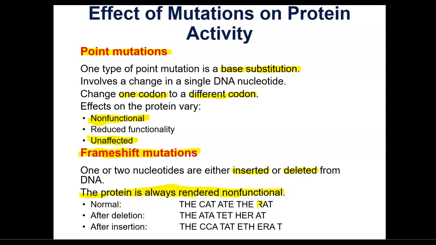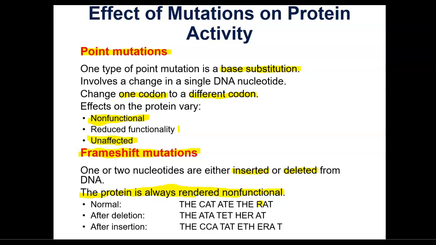That doesn't change the sentence that much. A bat and a rat are actually kind of related to each other. They're not the same thing, though. So that would be like a protein having reduced functionality.